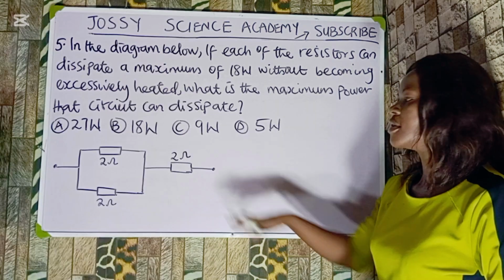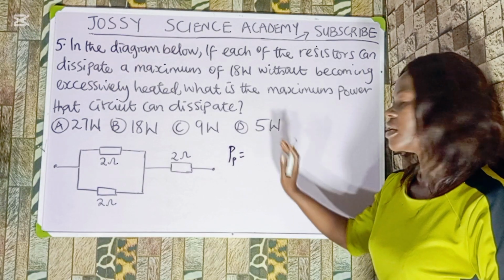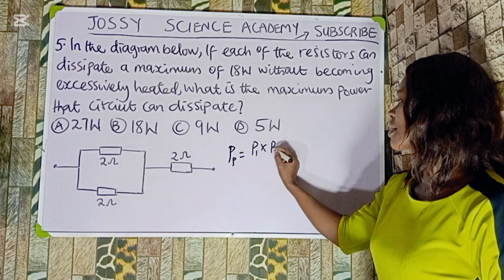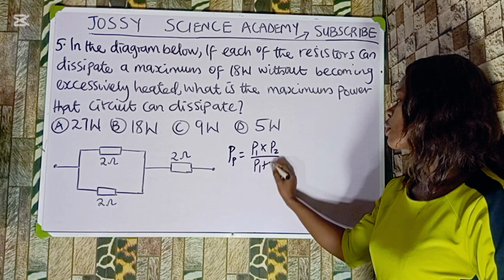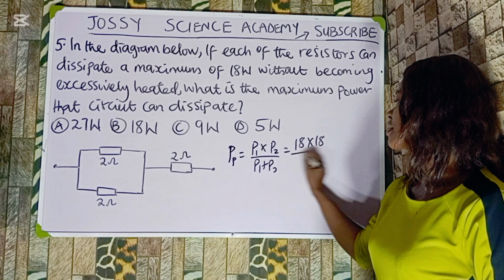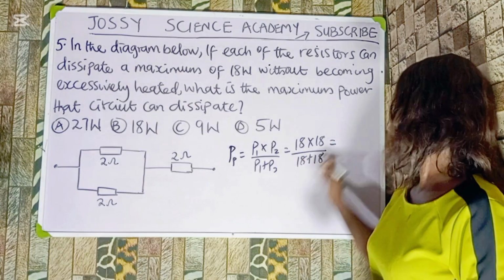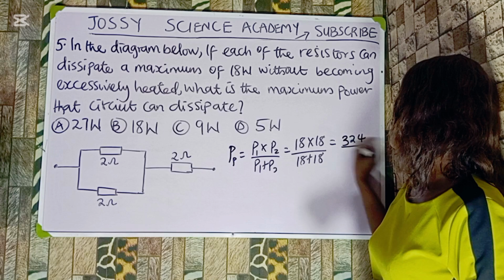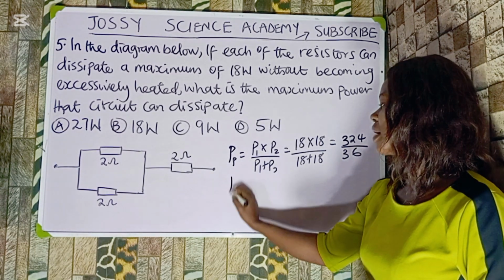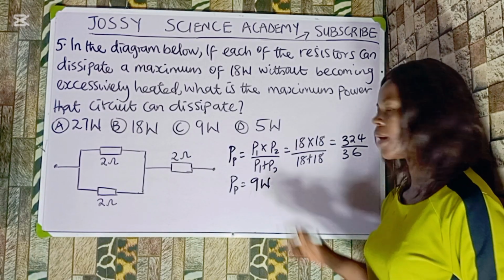So let's go. For us to solve, we say power in parallel. That is a short method of solving for power in parallel. We have P1 times P2 all over P1 plus P2. That is 18 times 18 divided by 18 plus 18. 18 multiplied by 18 is going to give us 324, divided by 18 plus 18, which is 36, right? So by the time you divide, it's going to give us 9 watts, right?